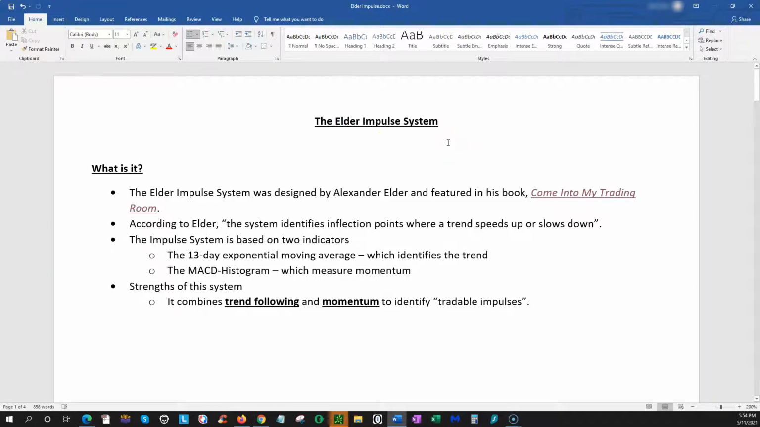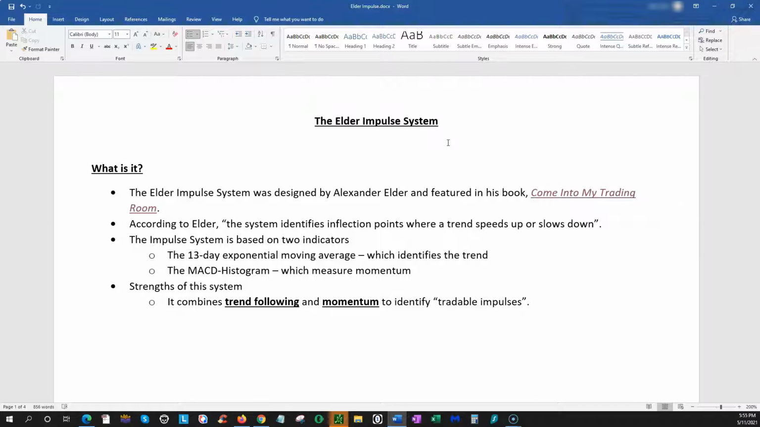And if you know of this, don't click the video off, because I'm going to be doing something here as I go along in this video that might show you a different way to use the Elder Impulse System. If you don't know what the Elder Impulse System is, you're going to really enjoy this, okay?